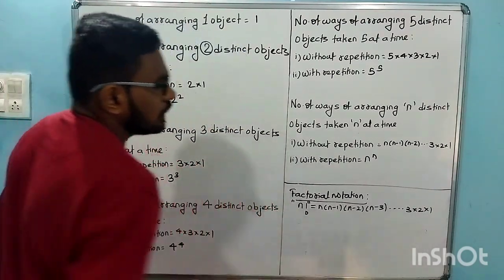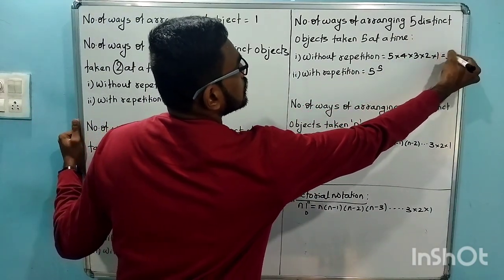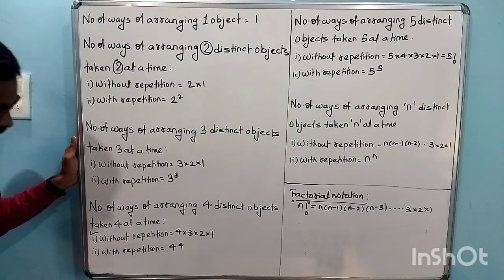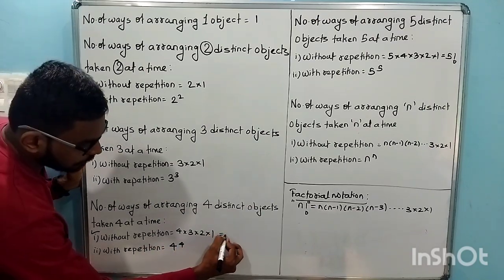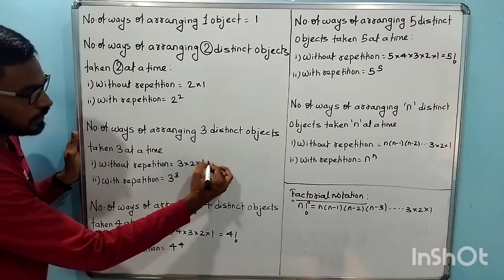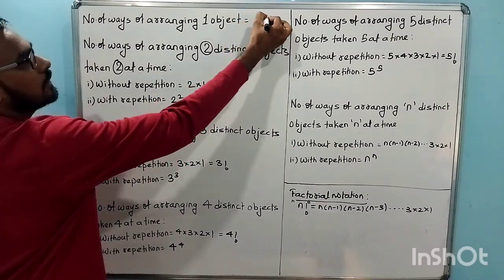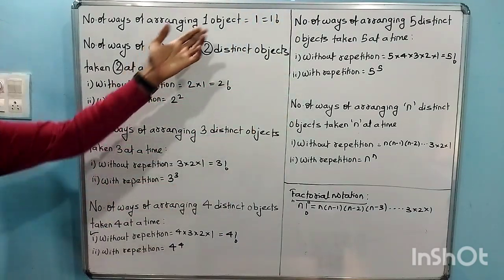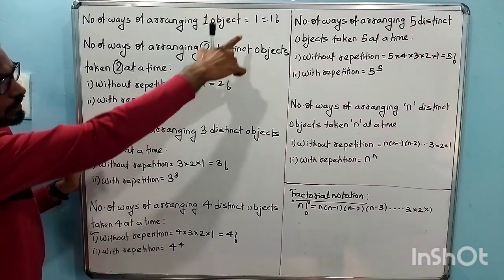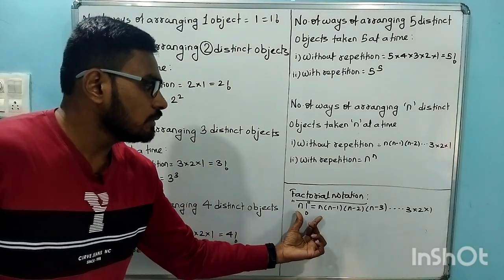See, from this, now tell me what this will be. 5 4 3 2 1, this will obviously be 5 factorial, correct? Next, 4 3 2 1 will be 4 factorial. Then 3 2 1 is 3 factorial, here it will be 2 factorial, and here 1 factorial. So you have to remember this factorial notation. We'll see some more properties of the factorial notation.